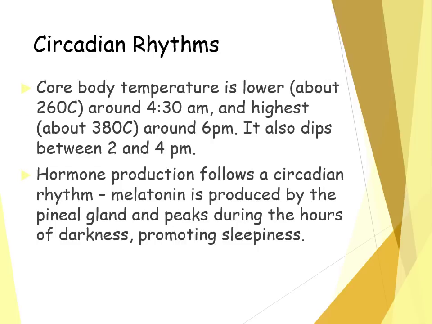Other examples of circadian rhythms are our core body temperature. So it tends to be lowest, about 26 degrees Celsius at 4:30 AM and highest, about 38 degrees Celsius, at around 6 PM. So it dips between 2 and 4 PM as well. Also, hormone production follows the circadian rhythm. So melatonin is produced by the pineal gland and it peaks during the hours of darkness, which promotes sleepiness. We talk about melatonin in the endogenous pacemakers video.